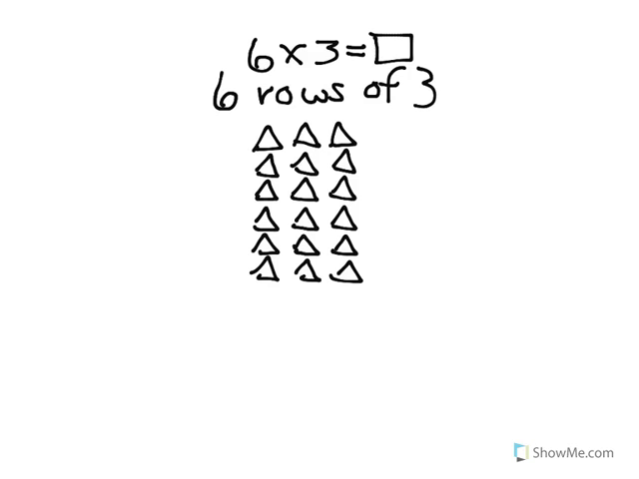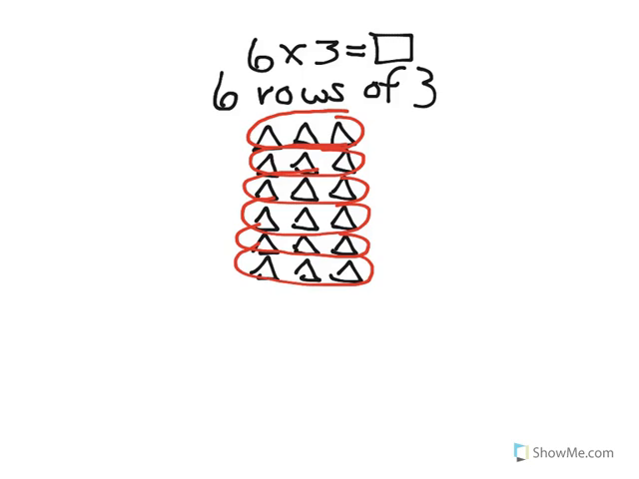As you can see, each row is equal. So here I have row 1, row 2, row 3, row 4, row 5, and row 6. 1, 2, 3, 4, 5, 6 rows, and I can see that I have 1, 2, 3 in each row. If I count them, 1, 2, 3, 4, 5, 6, 7, 8, 9, 10, 11, 12, 13, 14, 15, 16, 17, 18. I can see that this gives me a product of 18.